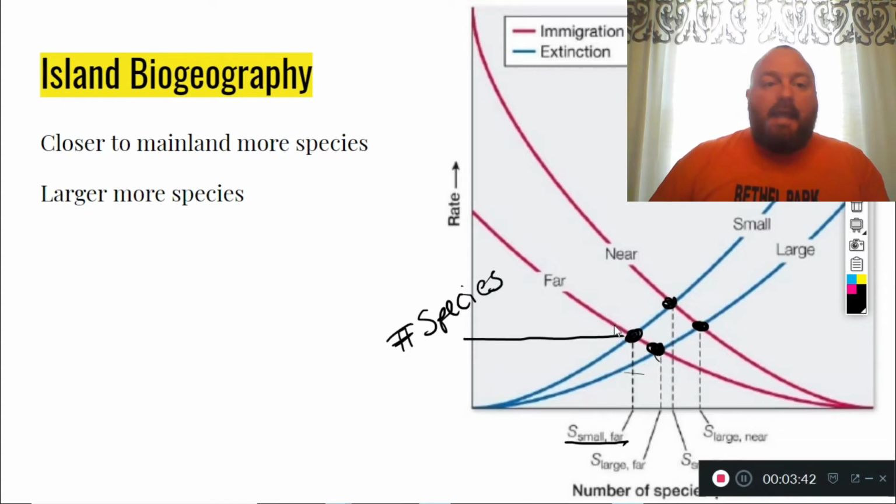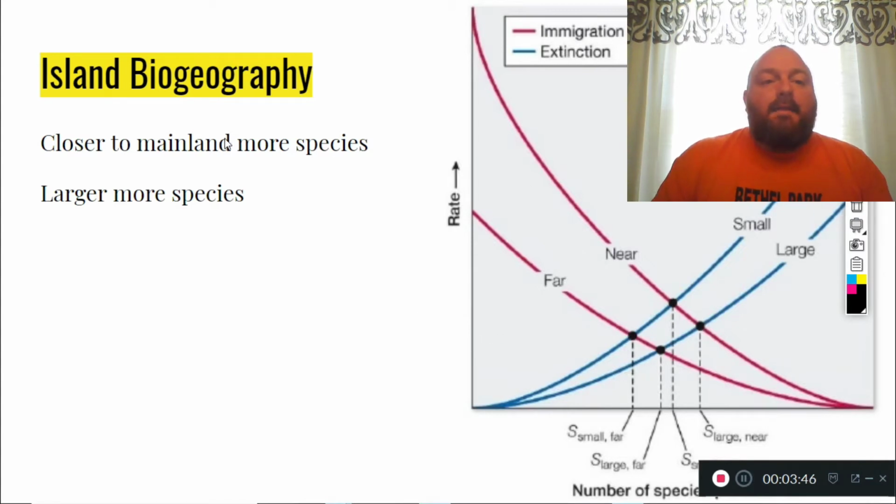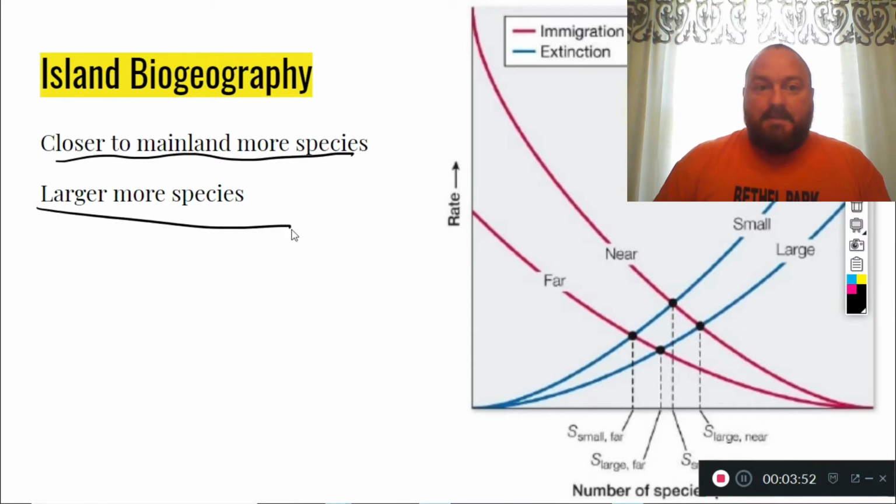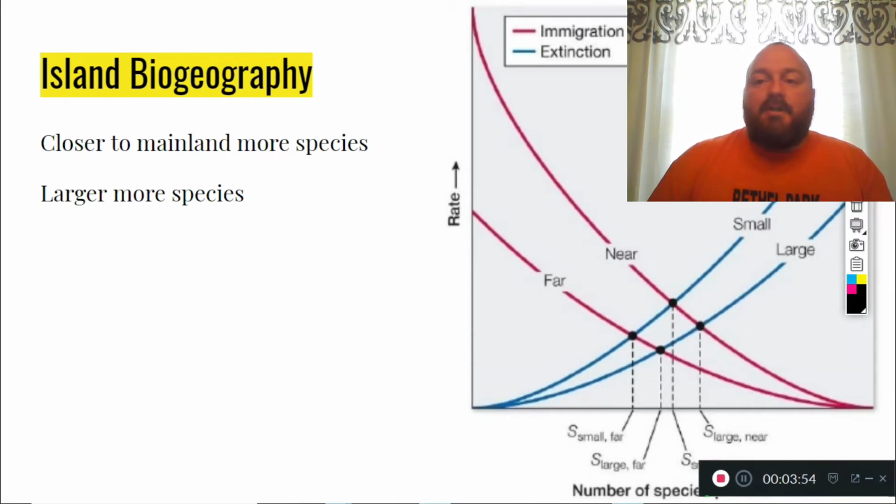That allows us to look at how the species are inhabiting the areas. So again, the main takeaways: the closer to the mainland, the more variety of species you have. The larger the island, the more species you tend to have. That's what the theory of island biogeography is.